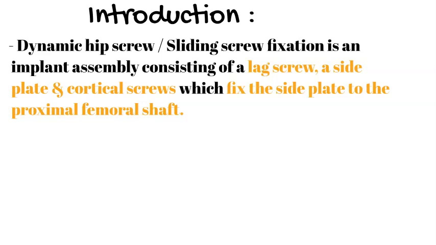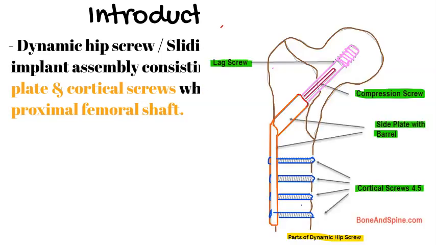This figure shows the parts of dynamic hip screw. The first one is the leg screw. Inside there is a compression screw. Then the side plate with barrel and cortical screw fix it to the femur.